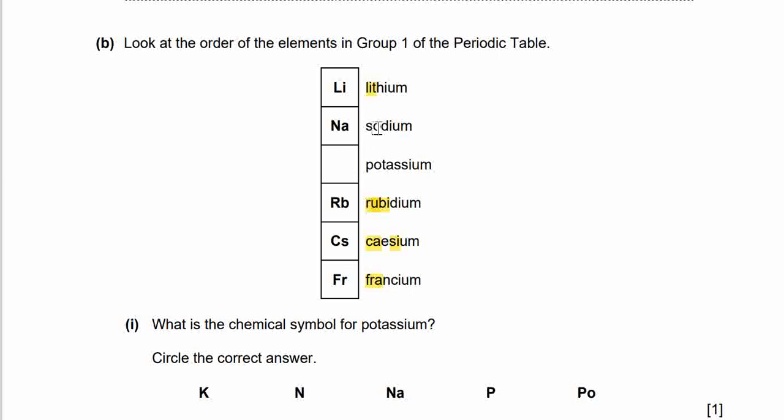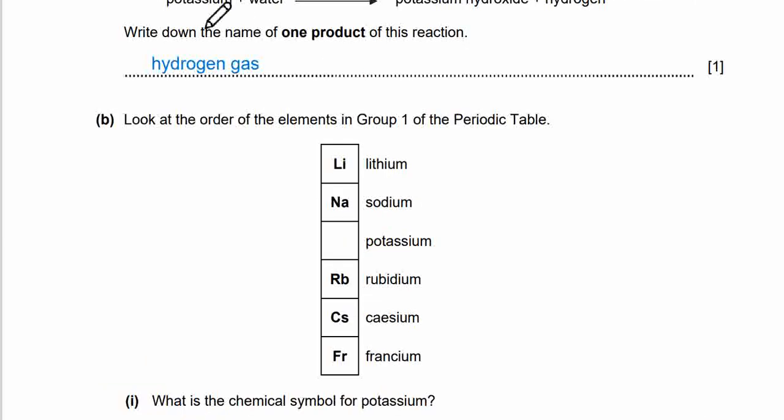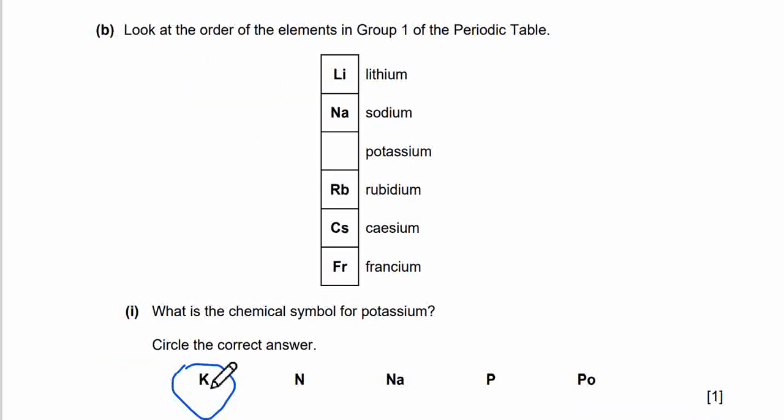And potassium and sodium is a bit different. Sodium is known as Na and potassium is known as K. Don't forget that. Things to remember. So here's our answer. Hydrogen gas and K.